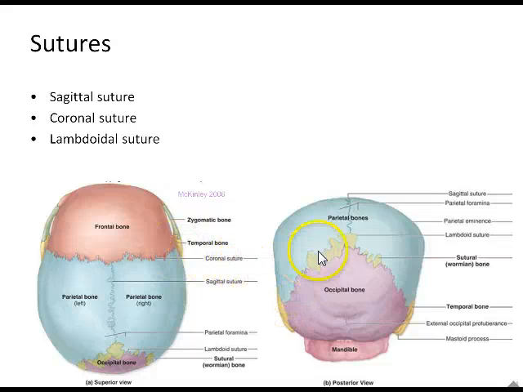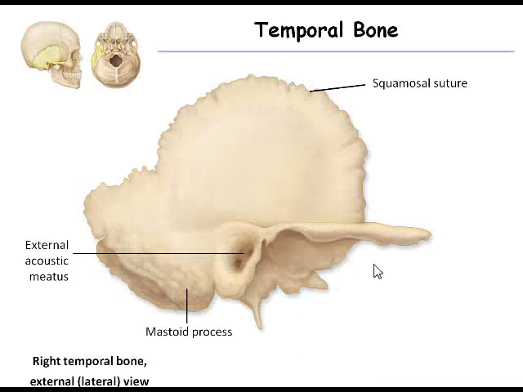Finally, from this posterior view, we can see the lambdoidal suture. This suture separates the occipital bone from the parietal bones. Let's now look at a number of bones individually. We will look at a number of important features in each of these bones.